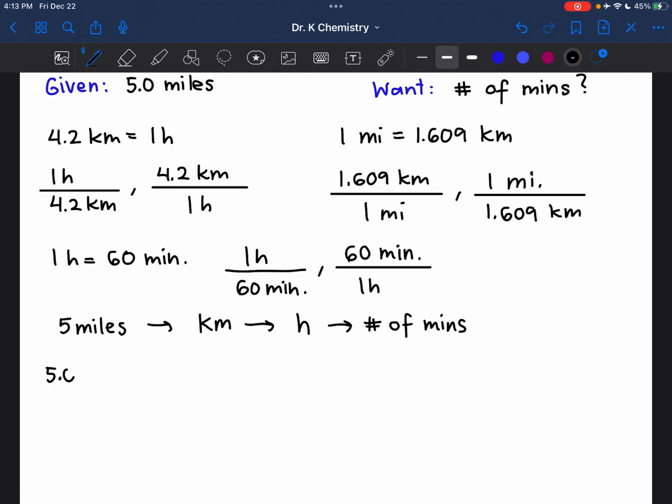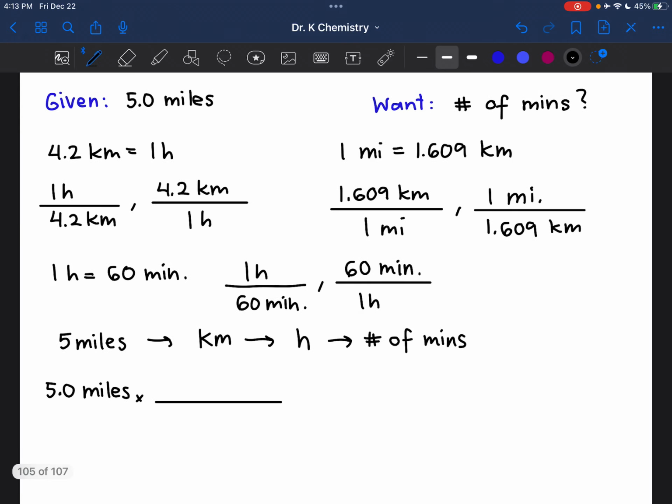So I'm going to use this roadmap and I'm going to go in order. I'm always starting with what is given and then working my way toward the unit that we need. So we're trying to ultimately get to number of minutes. So I don't care about miles. I want to get rid of that. And whatever unit I want to get rid of, it has to go diagonally in order to cancel.